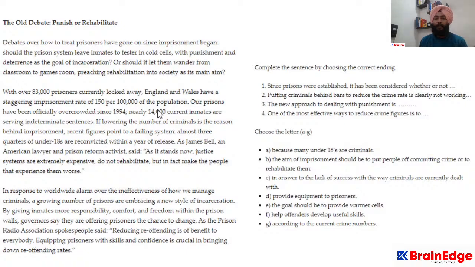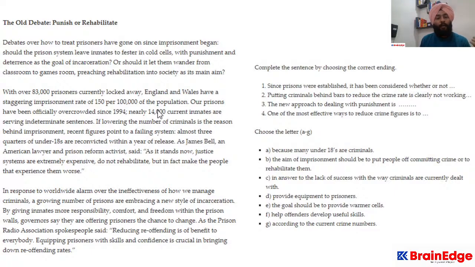New approach, simple. New approach, new style. Approach means style. To dealing with punishment, incarceration, which is punishment. So a growing number of prisons are embracing a new style of incarceration. A growing number. Why? So this is the sentence, and the copy paste of this is this. So what's left? We are left with this sentence from here to here because this is done in response to worldwide alarm over the ineffectiveness of how we manage criminals.